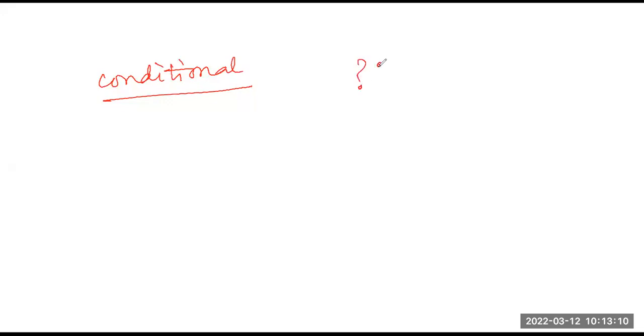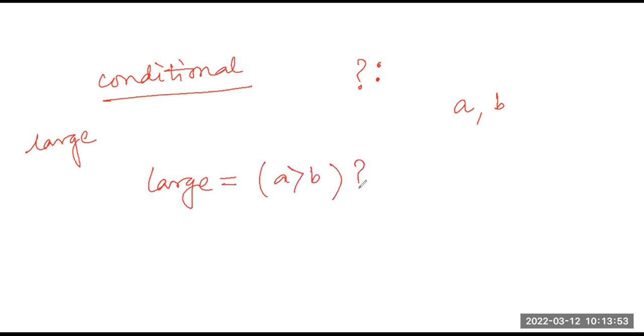Now, what is conditional operator? How do we use it? Suppose I have two variables, A and B. I will decide that suppose I have another variable large. If my A variable's value is bigger, my large will have that value. Otherwise, large will have B. So how can I do it in one line? I will take the large variable. Is A greater than B? Condition. If it is, then in large, insert the value of A. Else, in large, insert the value of B.